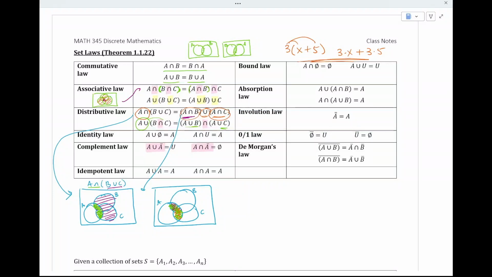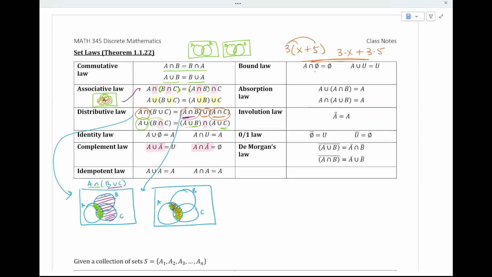Idempotent law, A union A is A. If you combine A with itself, you just get A. And A intersect A is also A. So this is kind of like an identity. If you unite A with itself, you get A. If you intersect A with itself, you just get A.